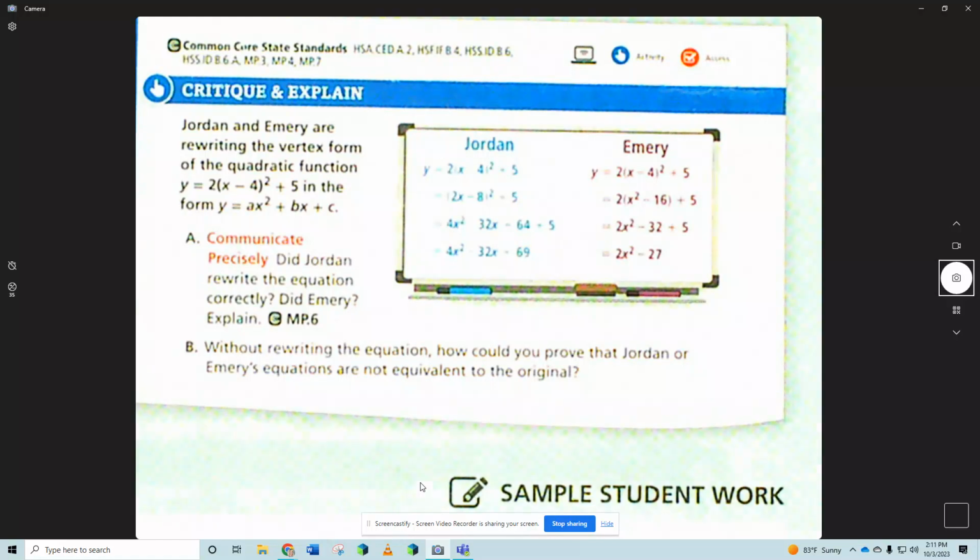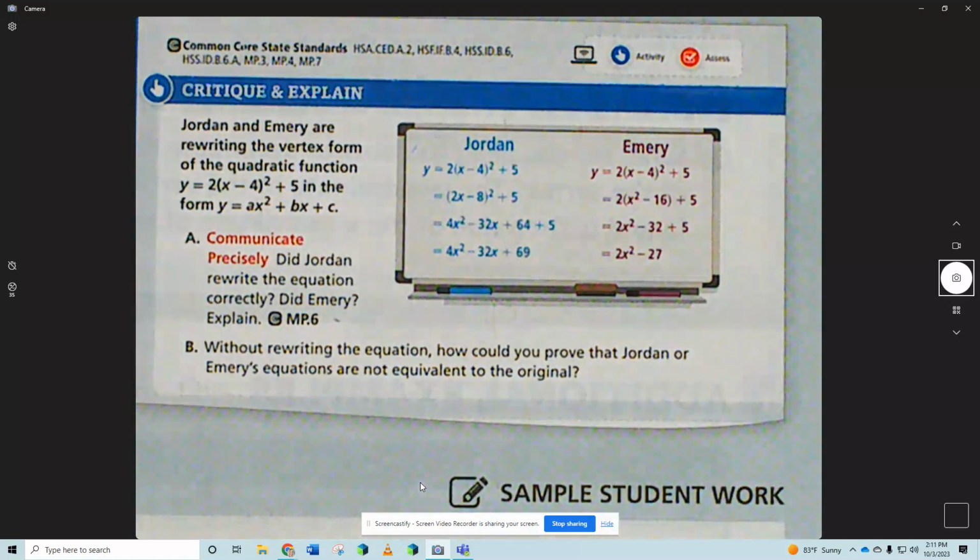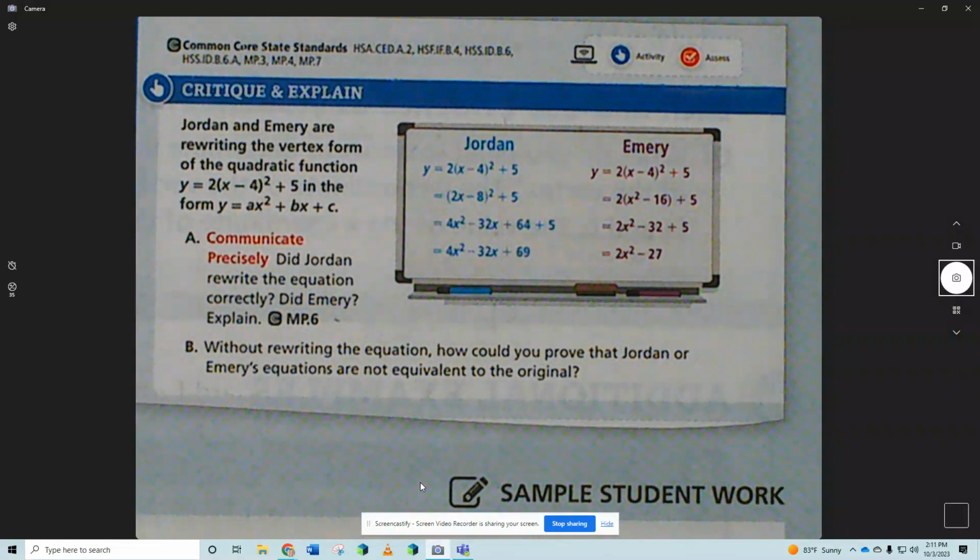Okay, now let's look at Emery. Emery also made a mistake. So, check it out. She didn't write it twice. Same problem. So, writing it twice, foiling it, that's the proper thing to do. Okay, so Jordan and Emery both made mistakes in that regard.